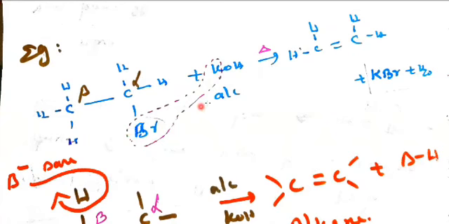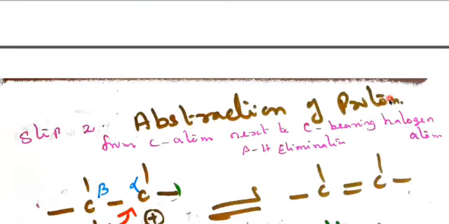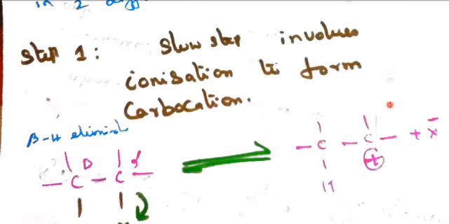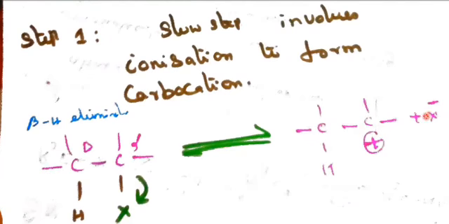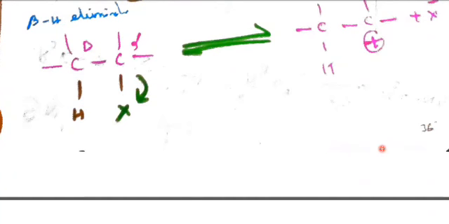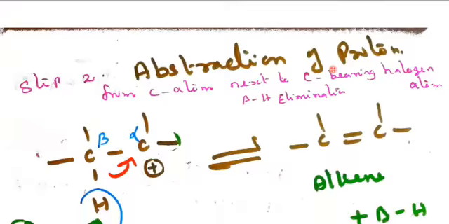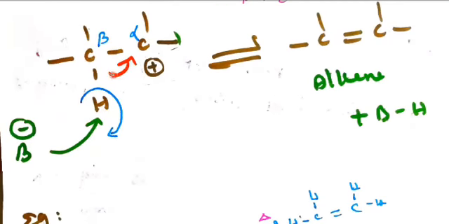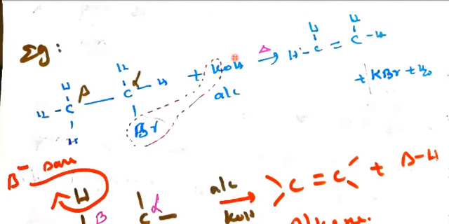KBr will be released, and then in the second step, water is released. So these are the two steps to be taken in this general reaction. The first is elimination of halogen producing a carbocation, and then from the carbocation, this hydrogen is eliminated by the base, which accepts the bonded electrons to neutralize the carbocation. Then we get the alkene. That base is alcoholic KOH.